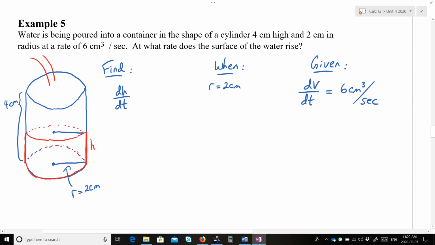Okay, so now we have to relate volume and height of a cylinder. The volume of a cylinder is πr²h. Okay, and all of these variables we're treating as variables with respect to time. So we've got volume, and we have radius, and we have height.